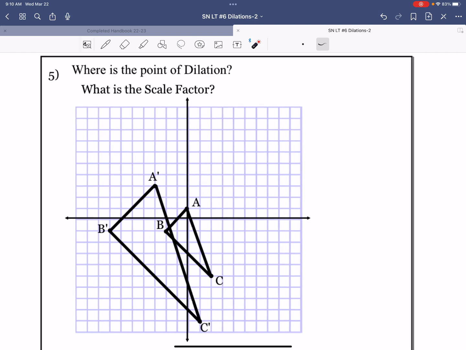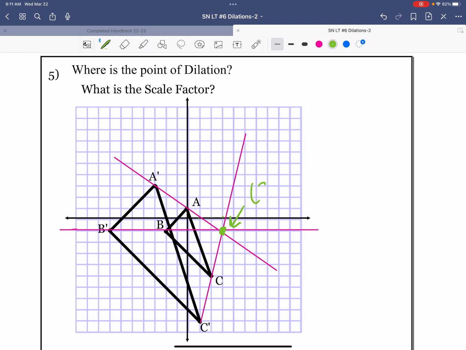Let's look here. Where is the point of dilation? What is the scale factor? Well, in this case, we're just going to be working backwards. So if we connect A to A prime with a nice little line, and we do B to B prime with a nice line, and extend it, C to C prime with a nice old line, then you can see where these lines all intersect. And they all intersect at this point, (3, -1). That is the point of dilation.